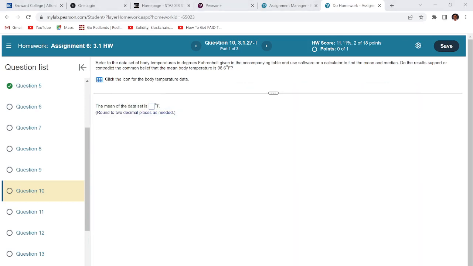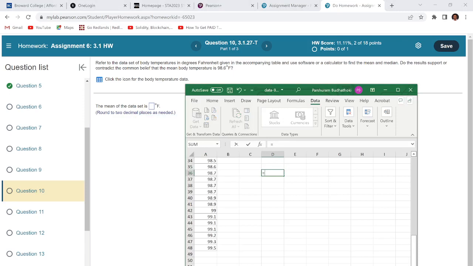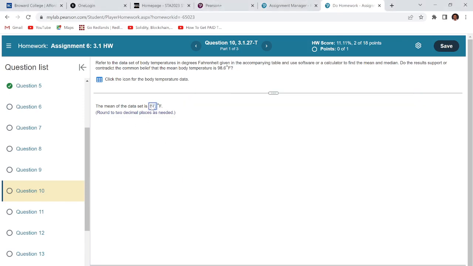Find the mean. Mean is the sum of the data, sum from column A1 to A48, that is the data we're adding, and we are dividing this sum by 48 because there are 48 data. So this is the mean, which is 97.95. If you want to round it to 2 decimal places, it's 97.95.